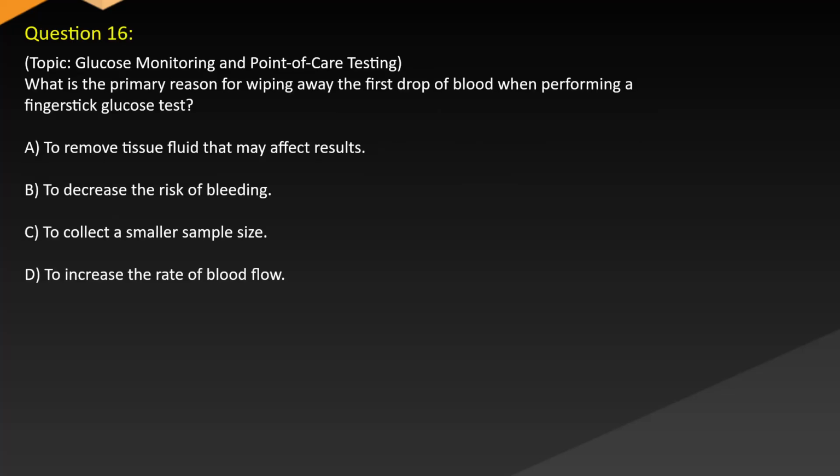Question 16. Topic: glucose monitoring and point-of-care testing. What is the primary reason for wiping away the first drop of blood when performing a fingerstick glucose test? A. To remove tissue fluid that may affect results. B. To decrease the risk of bleeding. C. To collect a smaller sample size. D. To increase the rate of blood flow.